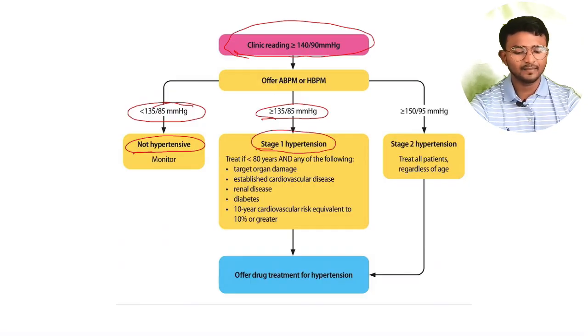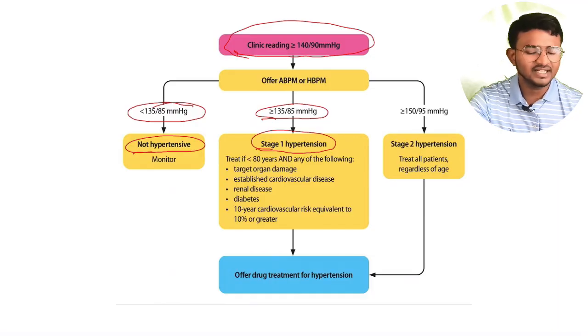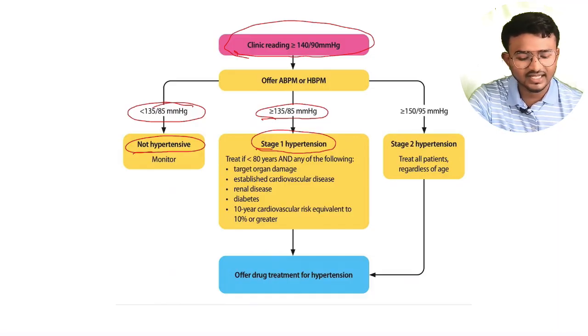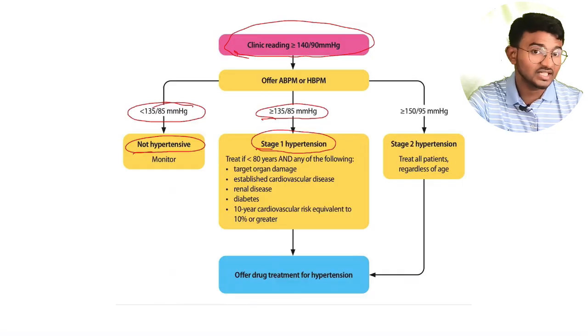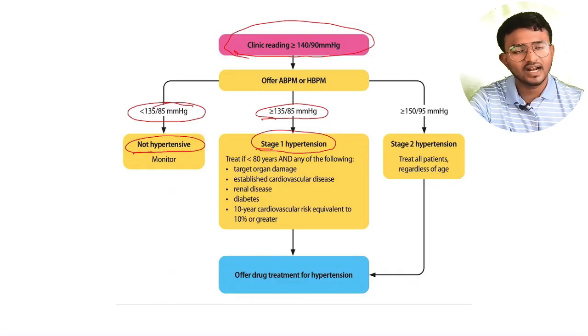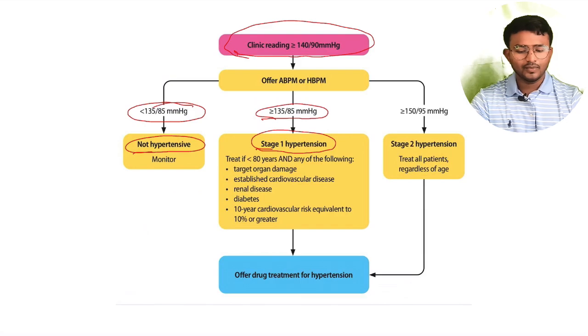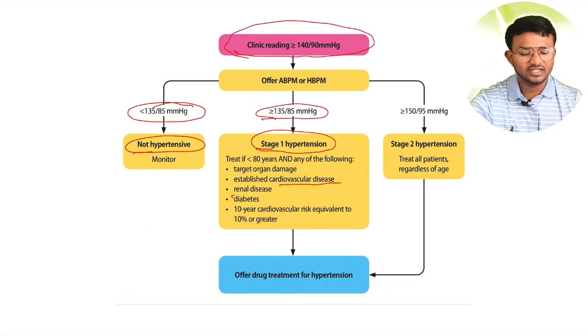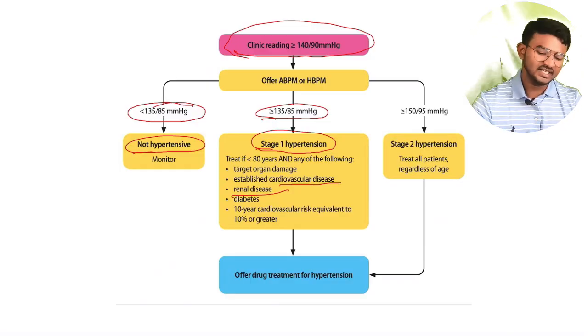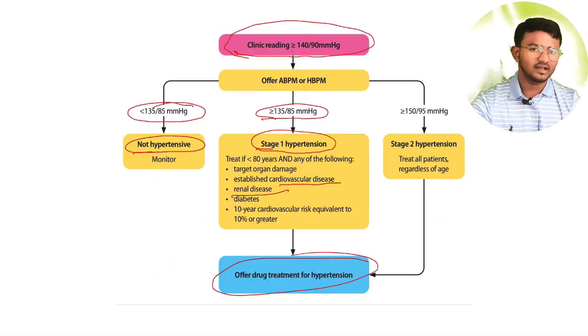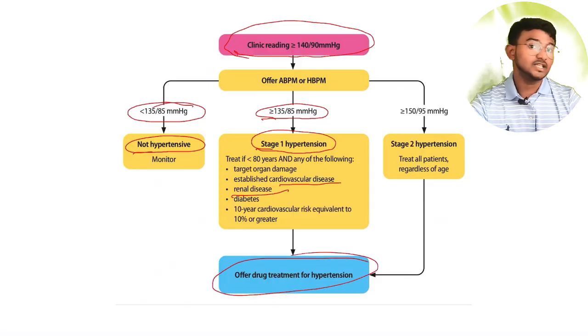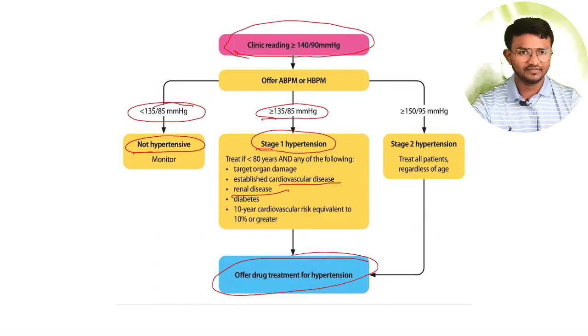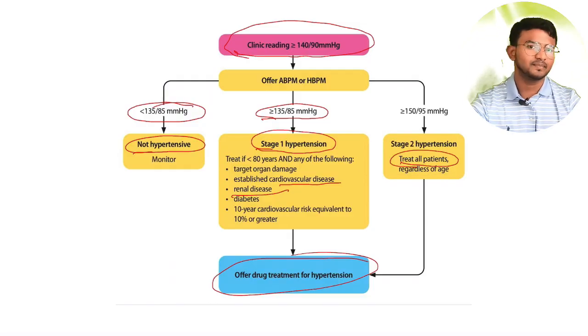Here we can see stage 1 hypertension, and we have to treat if the patient is less than 80 years and none of the following. If we suspect target organ damage, cardiovascular disease, renal disease, diabetes, or a 10-year cardiovascular risk of 10% or greater, then we have to start drug treatment for hypertension. If we suspect stage 2 hypertension, greater than 150 by 95 mmHg, then we have to treat all patients based on the patient's age.